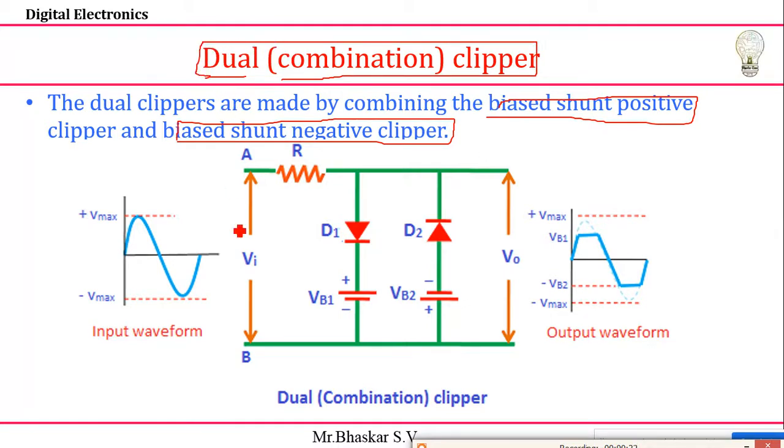What is the difference? You can see this is the waveform I'm giving here, on the input side. Previously, with a positive clipper, only the positive peak is removed, and with a negative clipper we remove the negative peak. Here, with the dual or combination clipper, the positive cycle is removed, and this negative part is also removed. Earlier we did only either positive or negative, but here it does both positive as well as negative.